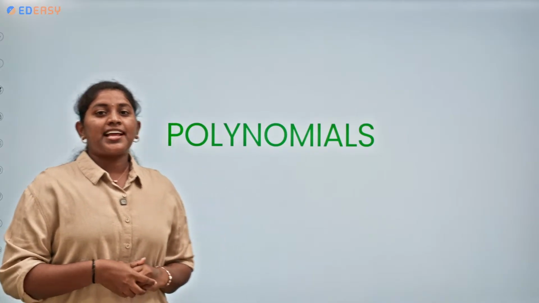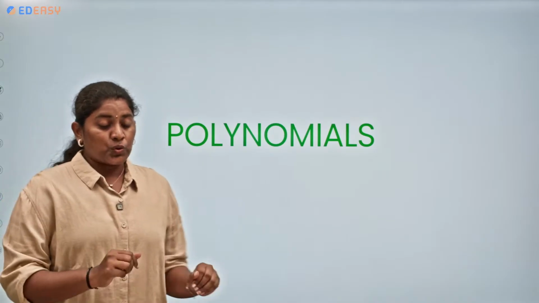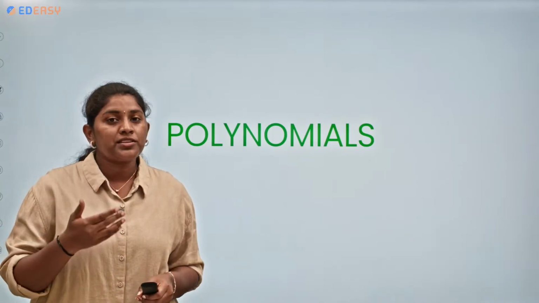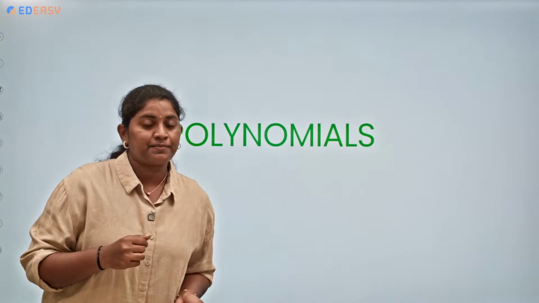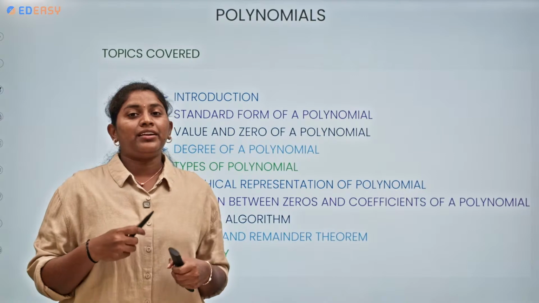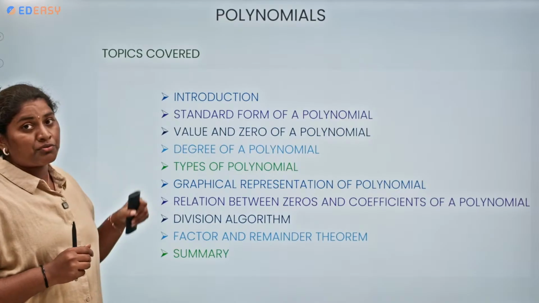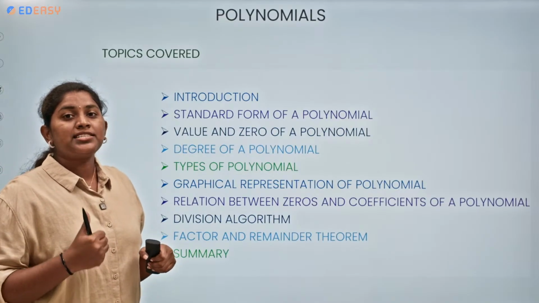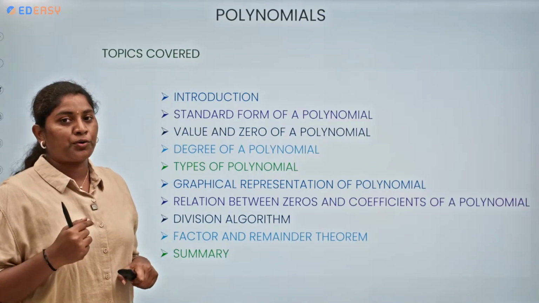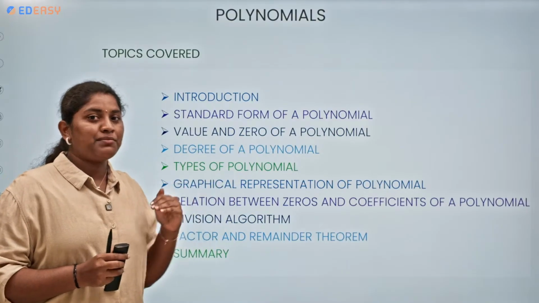So coming to today's class, we will discuss the grade 10 polynomials chapter. Before moving to that, let's see what topics we have in the chapter. First of all, we will discuss the introduction, and next the standard form of a polynomial, and next the value and zero of a polynomial, the degree of a polynomial, and types of polynomial. In types also we will discuss two types, based on terms and based on degree.